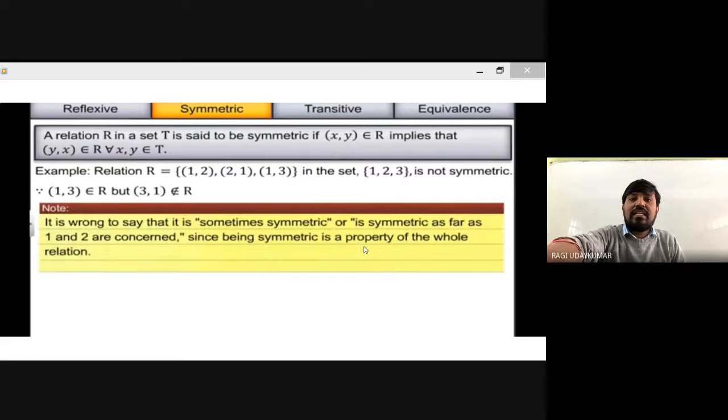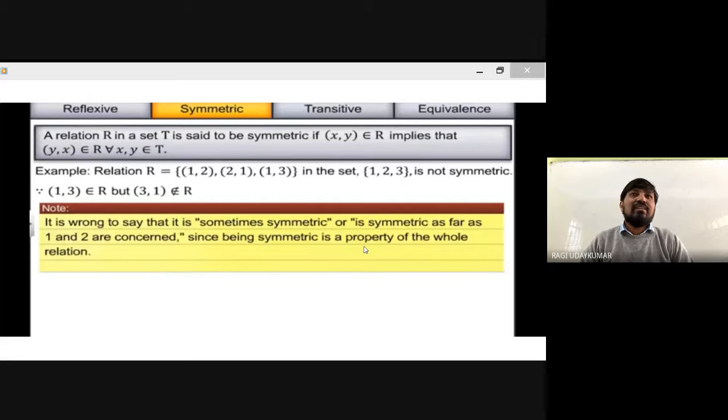Now here you see an example. A relation is given: (1, 2), (2, 1), (1, 3) in the set {1, 2, 3}. It is not a symmetric relation because (1, 3) is present, but (3, 1) is not present. As far as 1 and 2 are concerned, (1, 2) is present and (2, 1) is present, so in that case it is satisfying the condition.